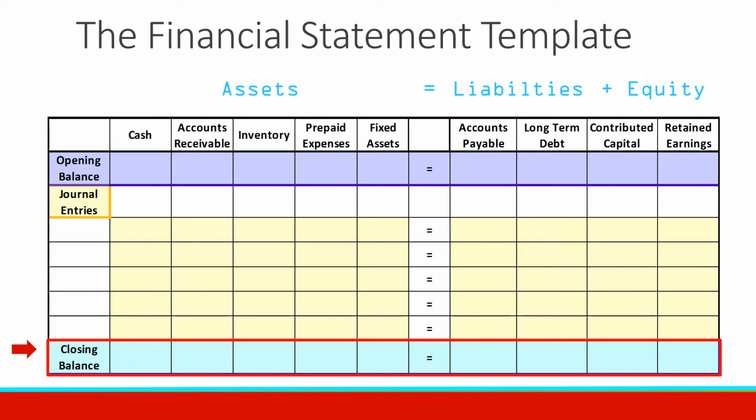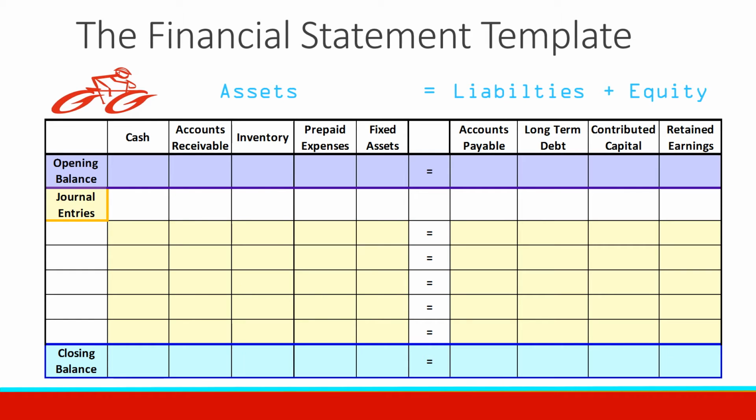Now let's just look for a minute at the cash column. The cash column could start with a beginning number, have a number of changes that would appear in the yellow cells. The purple and the yellow cells would be added together, and the resulting ending value would show up in the light blue square on the closing balance row.